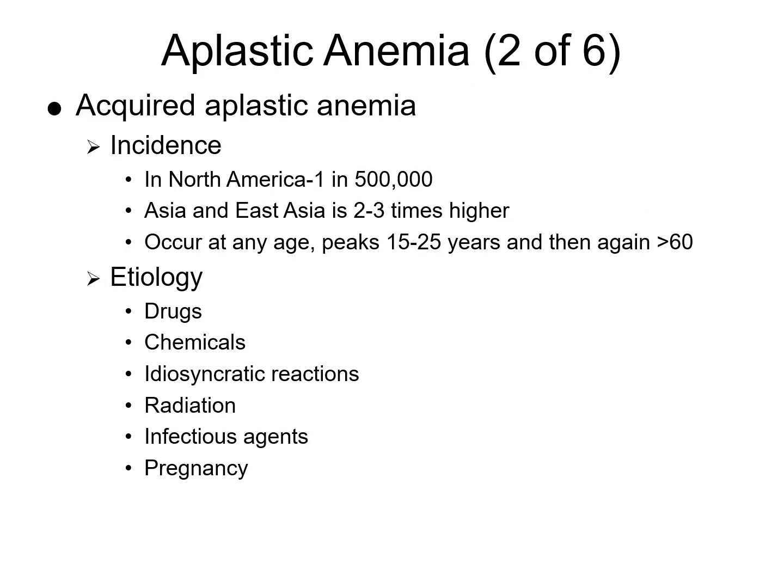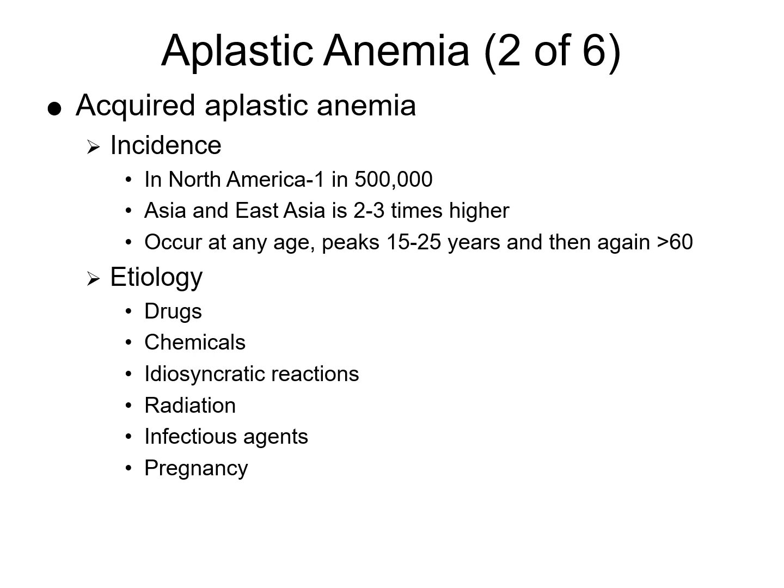For the incidence in North America, approximately 1 in 500,000 people will be diagnosed with aplastic anemia. There is a higher incidence in Asia and East Asia, which is about 2 to 3 times more frequent than here in the United States. It can occur at any age, but there are 2 peak age groups, and that is 15 to 25 years and people who are over 60 years old.